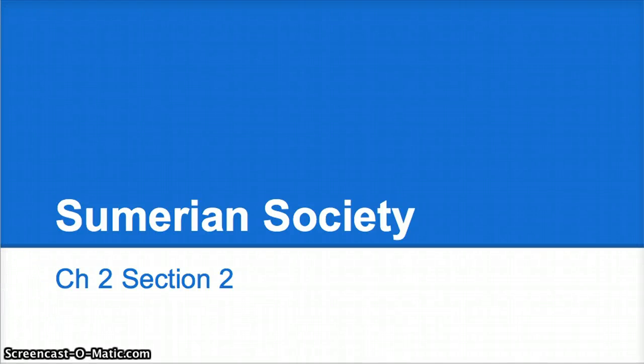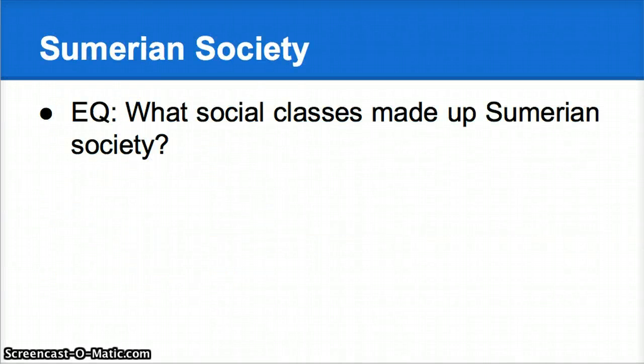Sumerian Society, Chapter 2, Section 2. Essential question: What social classes made up Sumerian society? Sumerian society was divided into several classes, with kings at the top and slaves at the bottom.